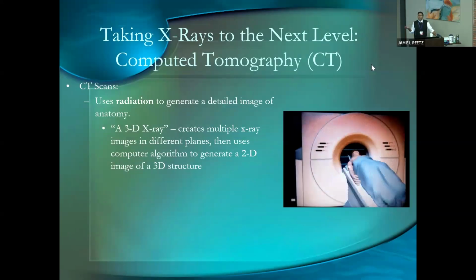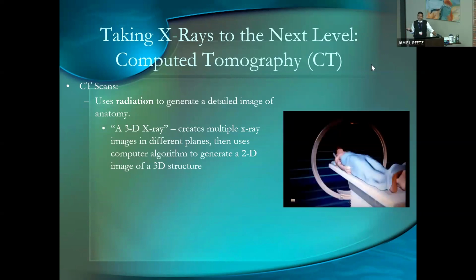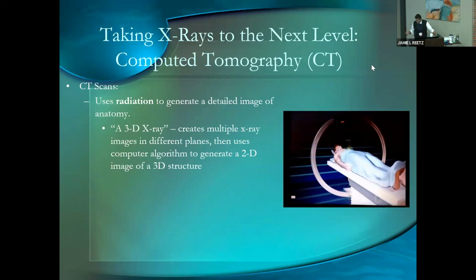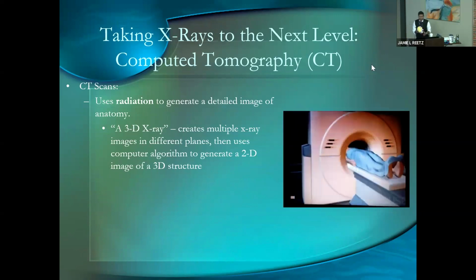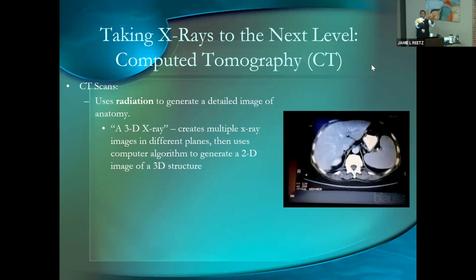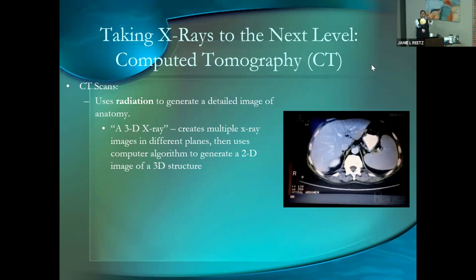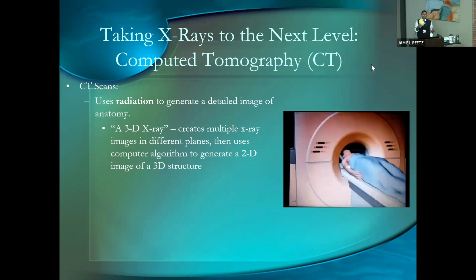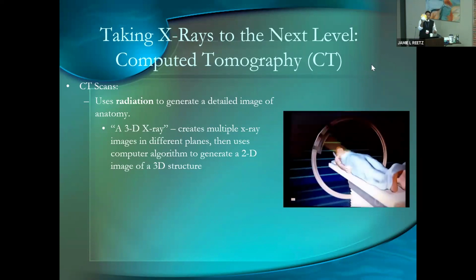So all of CT is just basically really fancy X-ray. It uses radiation to generate a detailed image of the anatomy. And the idea here is instead of shooting the X-ray in one direction and getting one image that way, we actually shoot a bunch of X-rays in basically a 360-degree motion. That information is summed up by a computer and displayed on our screen.